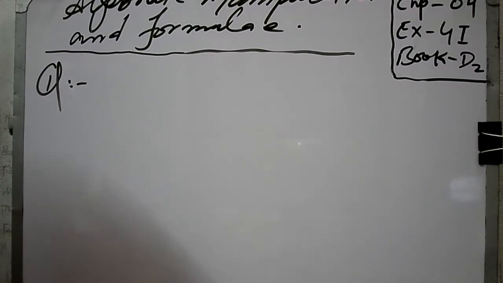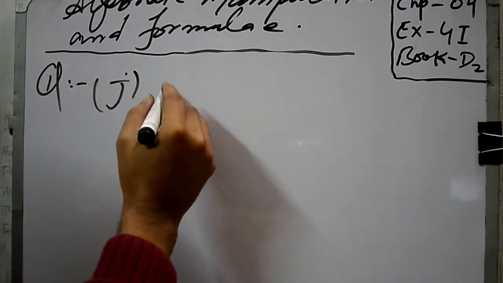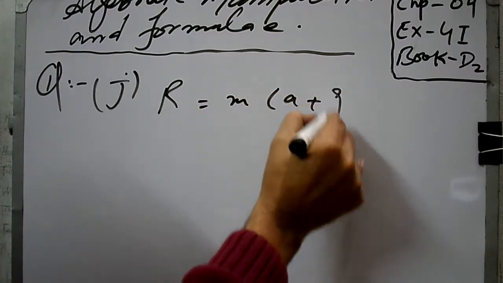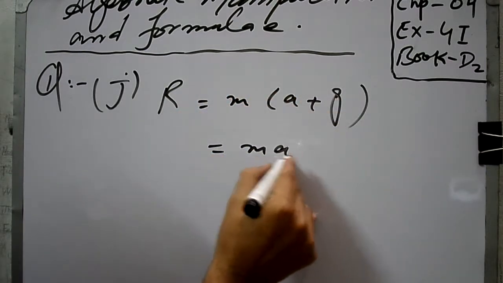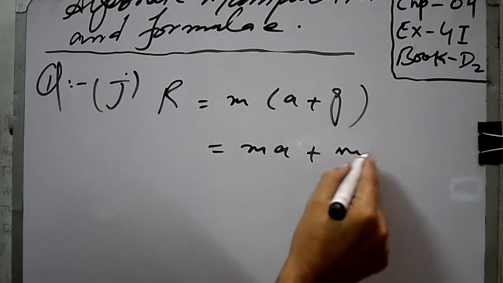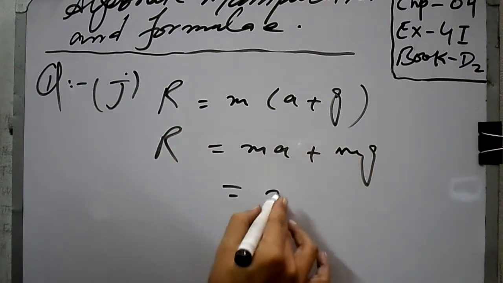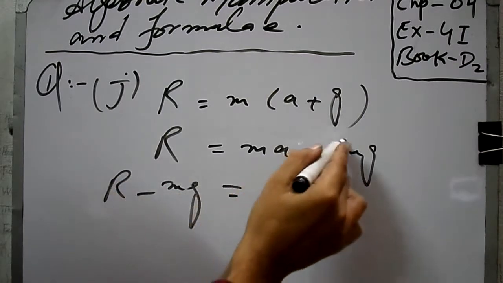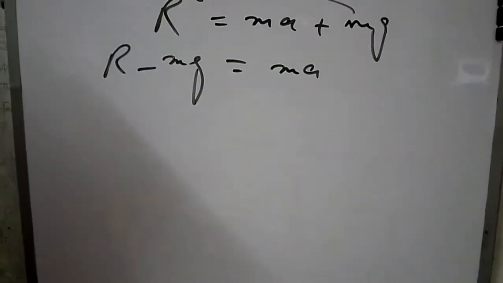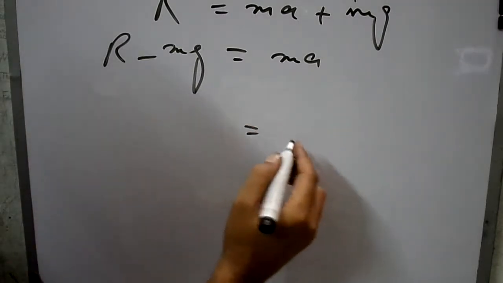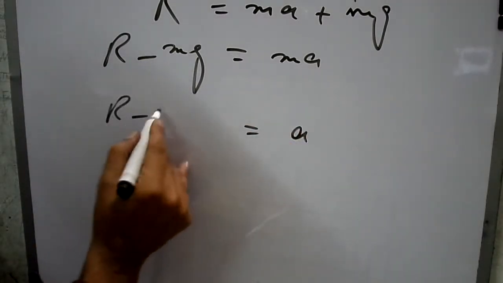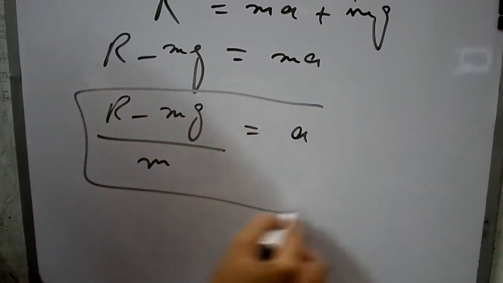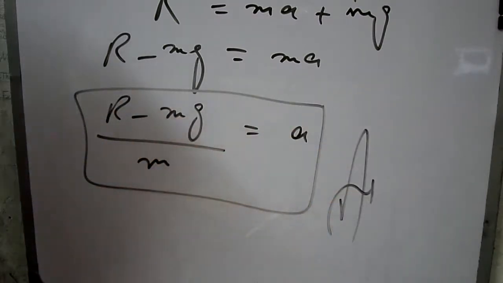Now coming to the j part. In j part, r is equal to m into a plus g. So multiply, ma plus mg is equal to r, but you need the value of a. So r minus mg, because you have to shift it here. Now you can see the value of a is r minus mg divided by m. So a as a subject. That is your question number 1.